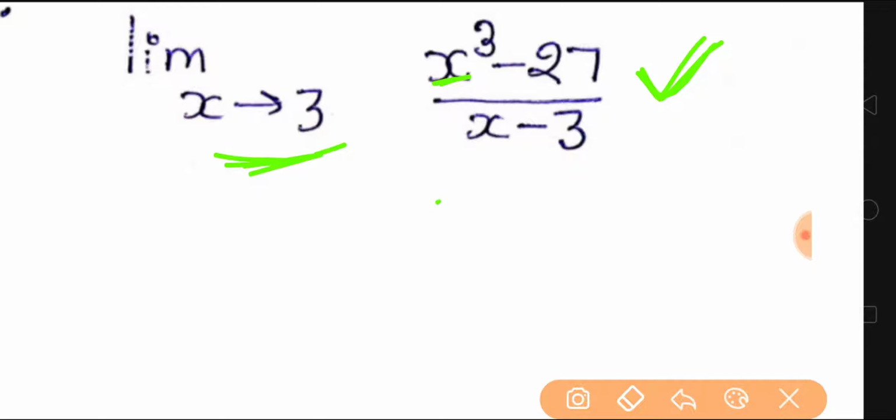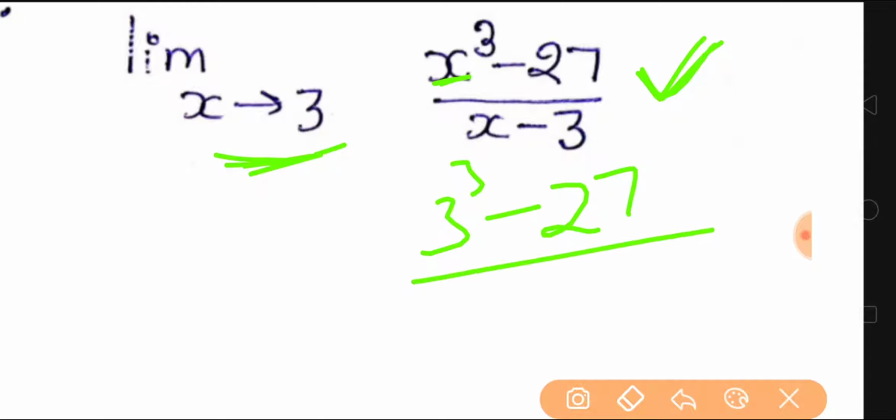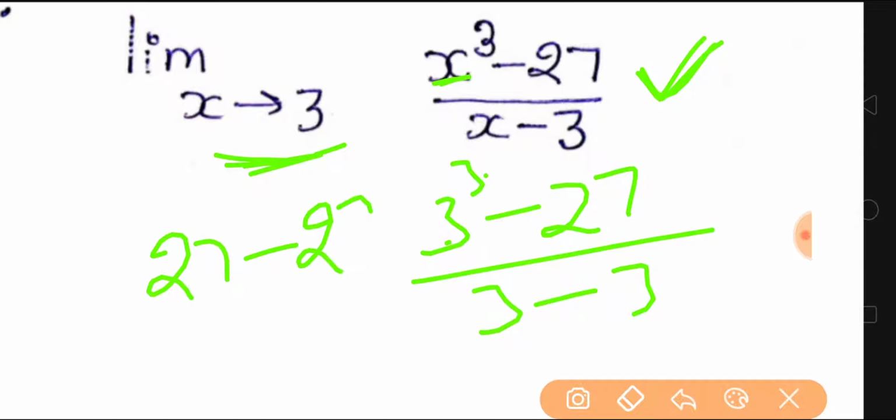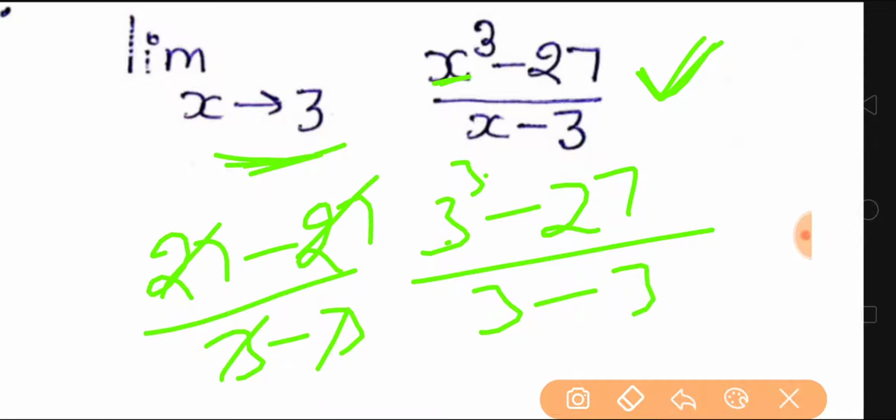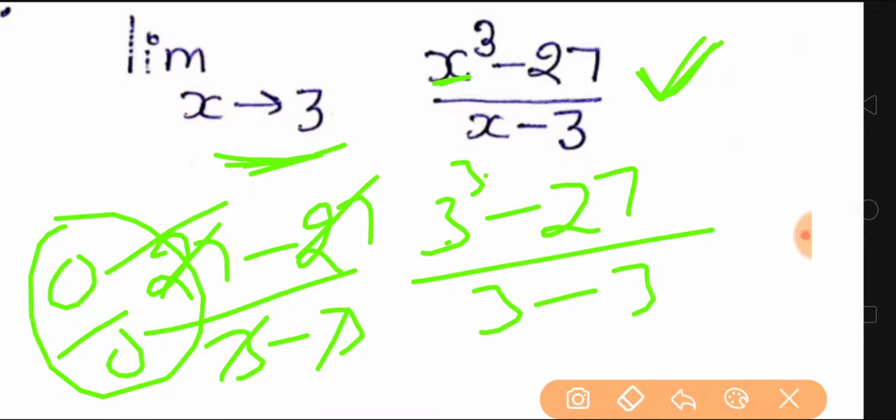So that is 3 to the power 3 minus 27, and that is 3 minus 3. As you know very well, the value of 3 to the power 3 is 27, and this is also 27, and in the denominator there is 3 minus 3. So as you know very well, that will be cancelled and the answer will be 0 by 0. So that is an indeterminate form.